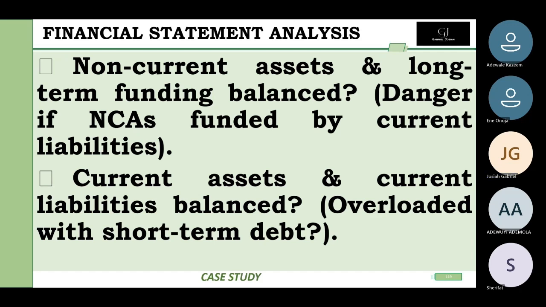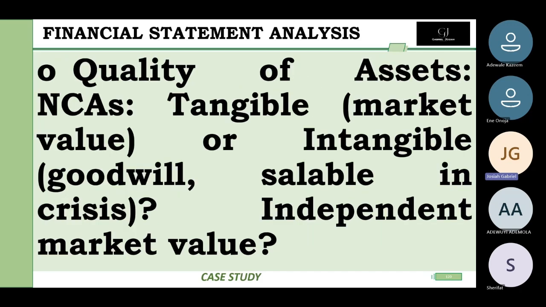So the quadrant analysis will help you understand that your non-current assets, which are fixed assets, are to be funded from your non-current liabilities. So you also analyze in detail the current assets and the current liabilities. Are they balanced? Are the current liabilities overloading the current assets? This is important. What is the quality of assets? Non-current assets, looking at your tangible assets, what is their market value? Or your intangible assets, goodwill, intellectual property, are they sellable in crisis?